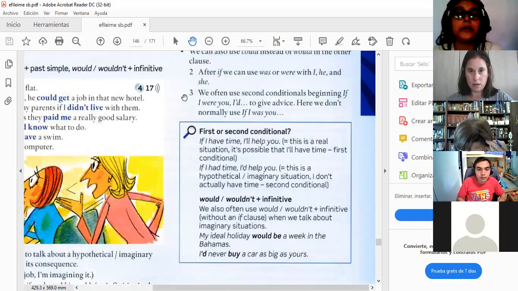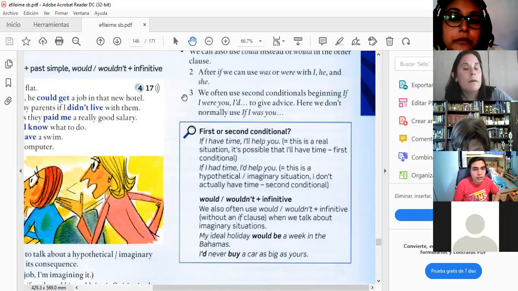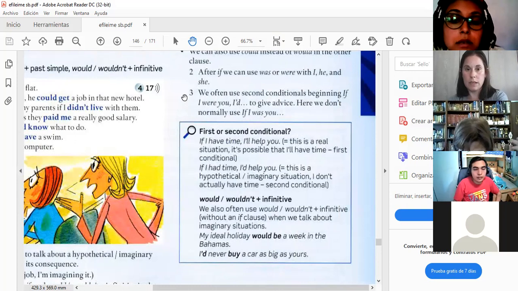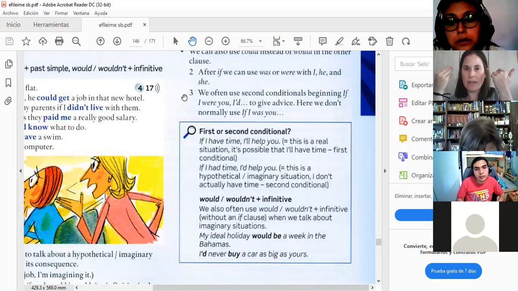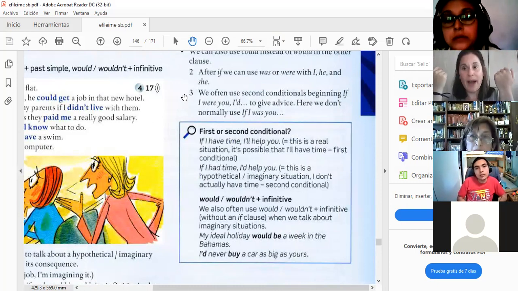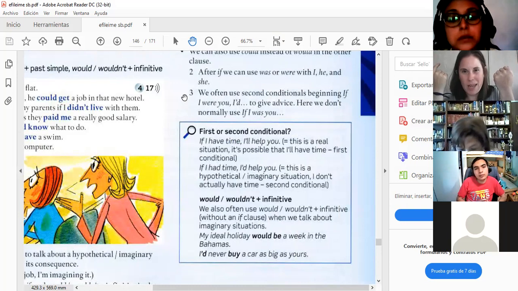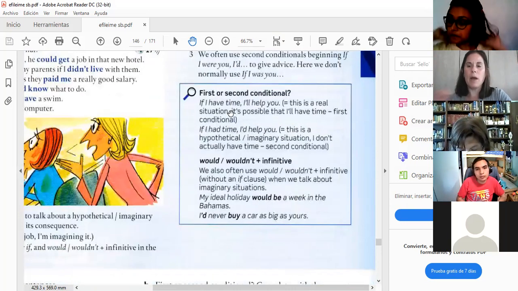And we often use second conditionals beginning "if I were you, I..." to give advice. Here we don't normally use "if I was you." So whenever you want to give advice, consejo, you say "if I were you." You don't say "if I was you," okay? Excellent. Now pay attention and then we'll start working.